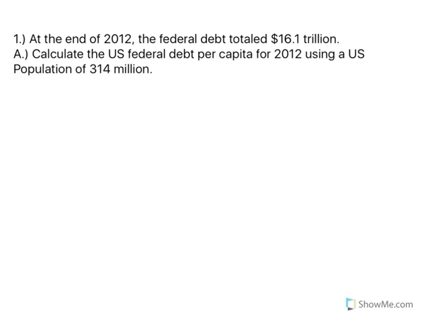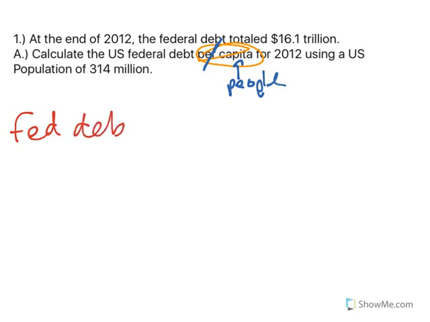And part A here, calculate the U.S. federal debt per capita for 2012 using a U.S. population of 314 million. Now the first thing I want to point out is that we're talking about per capita. Remember that per tells us to divide and capita tells us we're talking about people. So in words, this problem talks about the federal debt per capita, people, right?